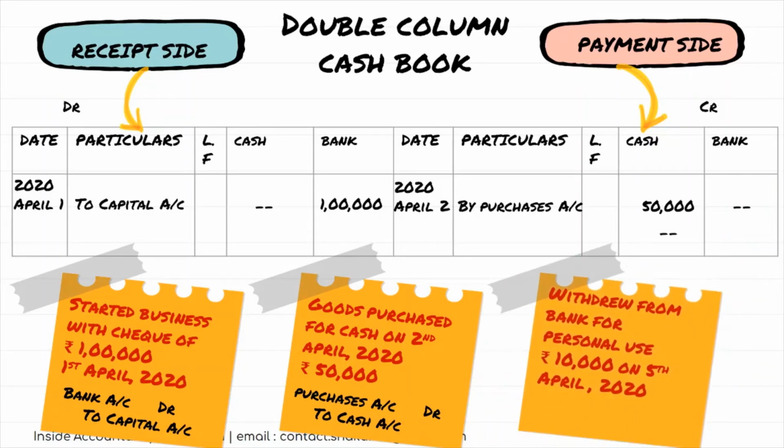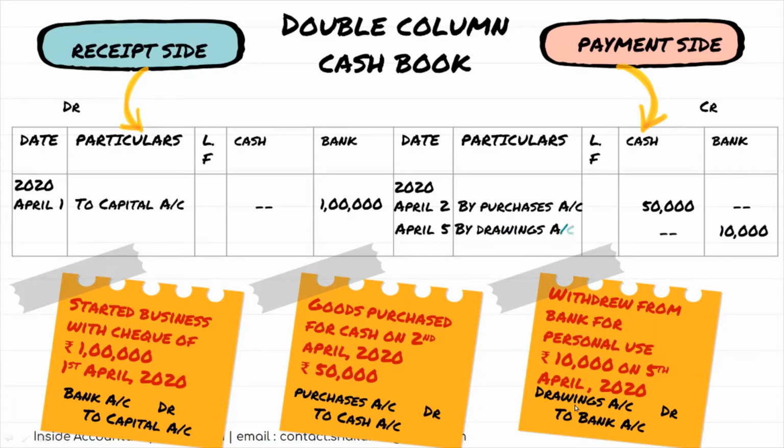Let's take another example. Withdrew from bank for personal use. So when we are withdrawing from bank for personal use, our journal entry would be drawings account DR to bank. Now since we have made a payment from the bank, money has been withdrawn from the bank. So bank is being credited here. So this entry will be recorded on the credit side, right? So on the credit side, we'll write the name of the opposite account, that is drawings.